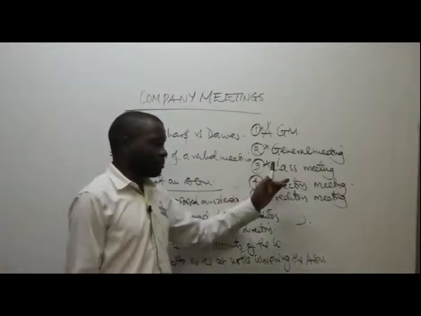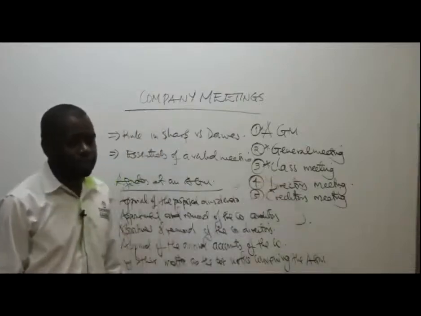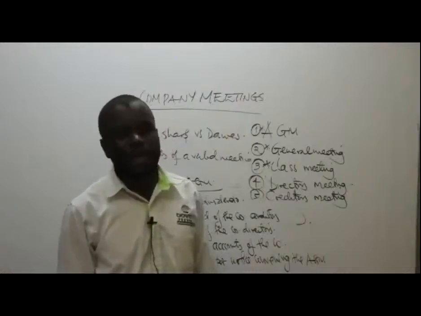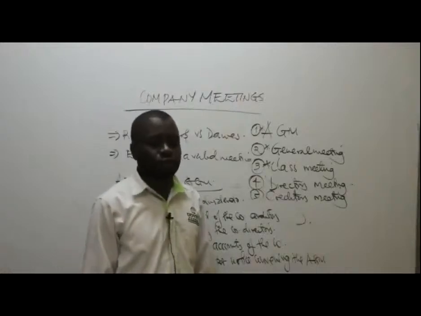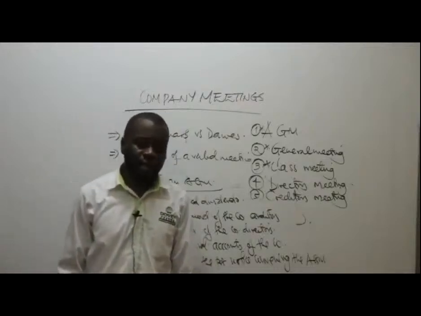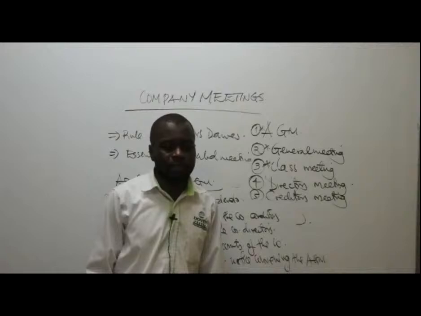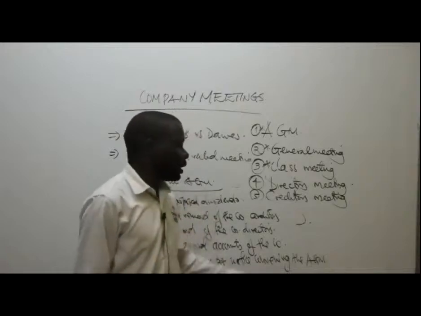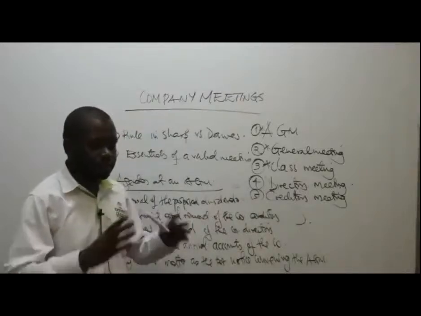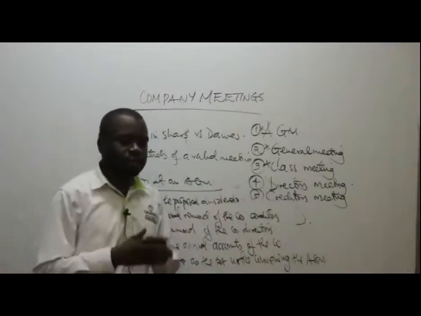Then we have a class meeting. As I had explained previously, it is simply a meeting that is held by members of a class of shares. And I emphasized what a class of shares is. I explained it severally in our last class. A class of shares is basically where we say shares are of the same class if they have what we call similar rights.